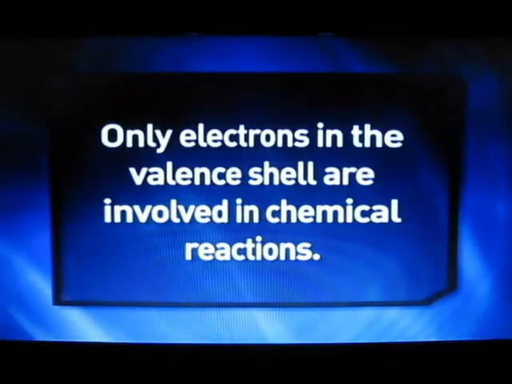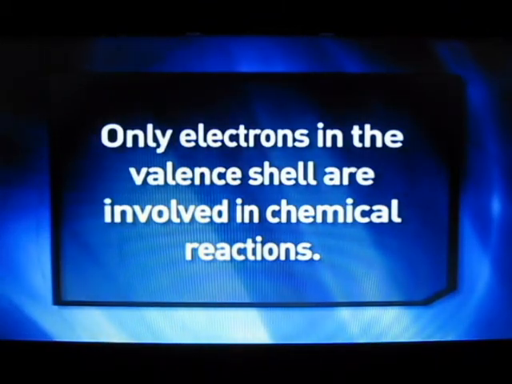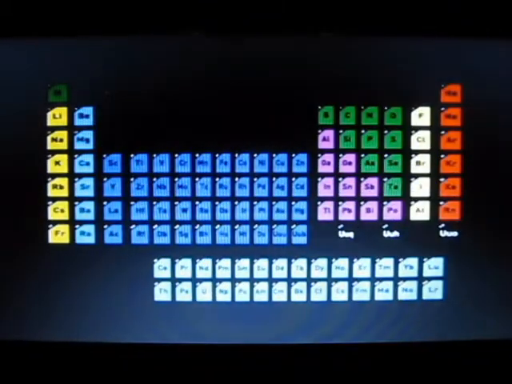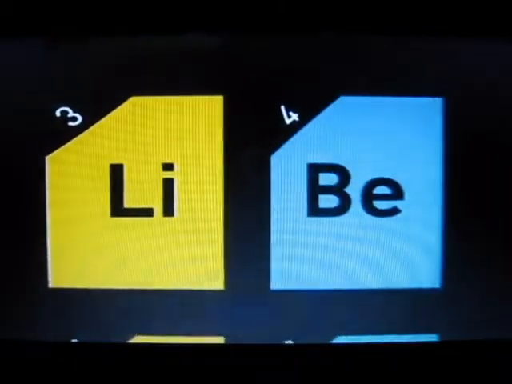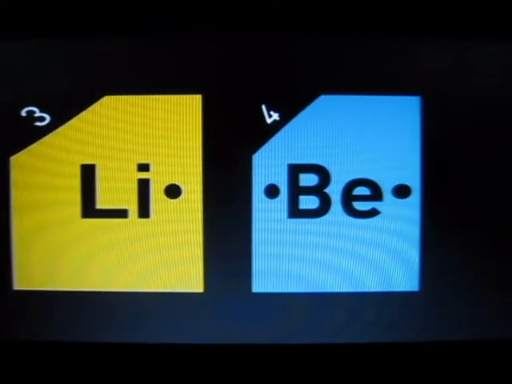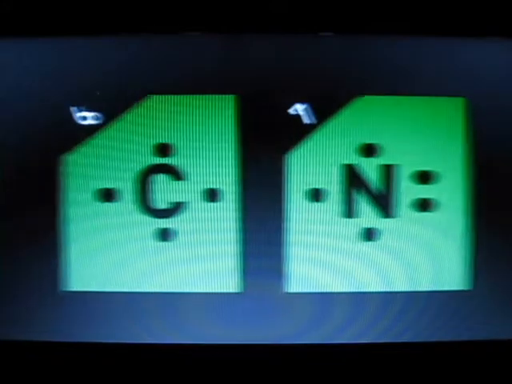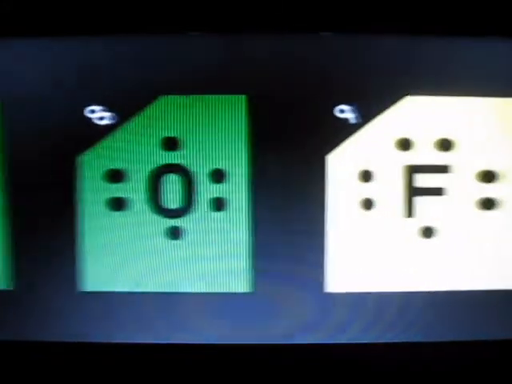Only electrons in the valence shell tend to be involved in chemical reactions. Let's go back to the table. The atomic number gives the total number of electrons in a neutral atom. Second period atoms have 2 electrons in the core and the remaining electrons in the valence shell. So here are the dot structures for all of the second period atoms.